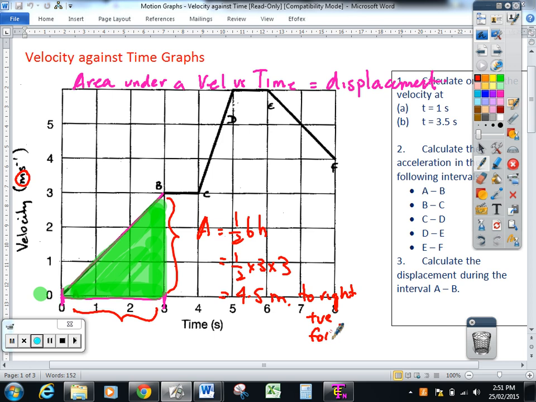Forward from where? Not from the origin, from your starting point. Does everything have to start at the origin? No. Remember, displacement is defined as how far you have moved from your starting point. Okay. Are we happy with how that works? Okay. Just pausing that there.